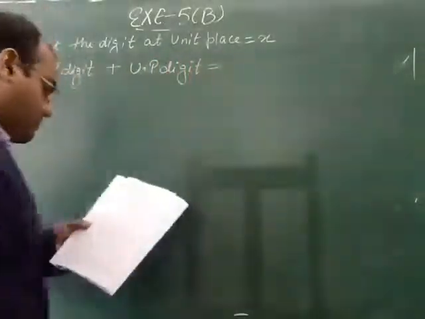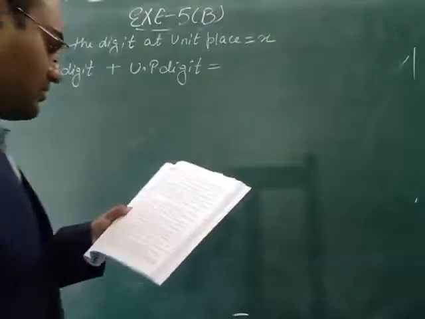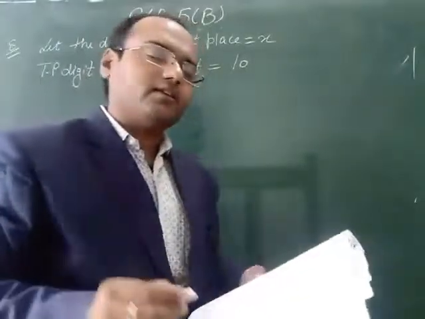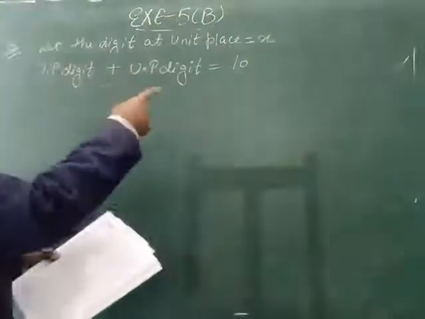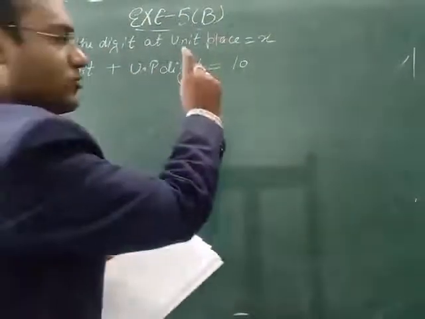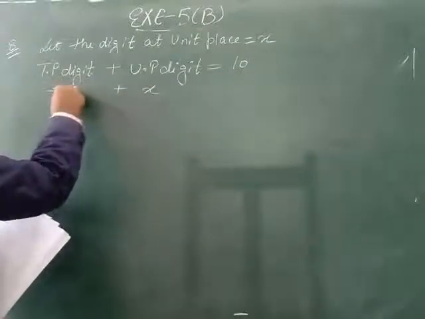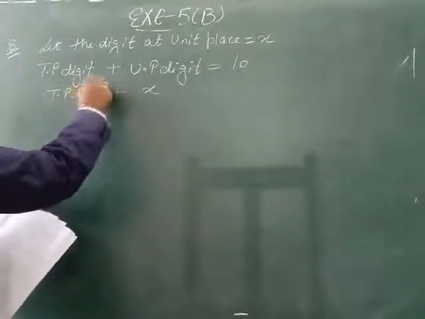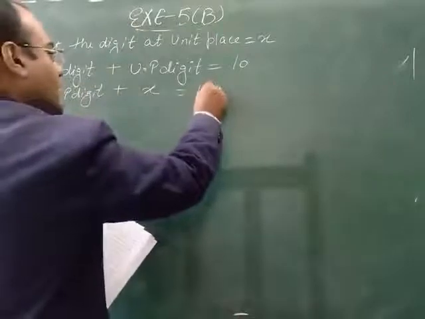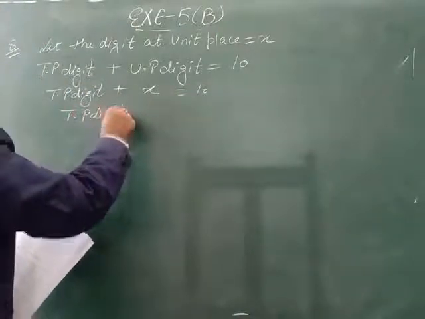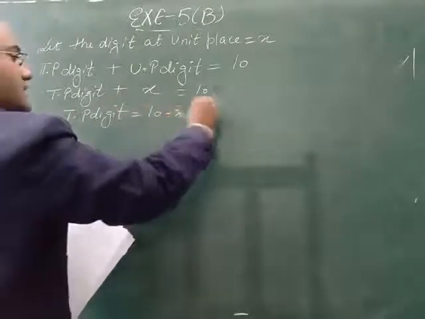is equal to 10. Sum of digits is 10. So both the digits we had added and we had written here equal to 10. Unit place is x. Ten's place digit we will find now. So we don't know, we will write it as, it is equal to 10. So ten's place digit is equal to 10 minus x.